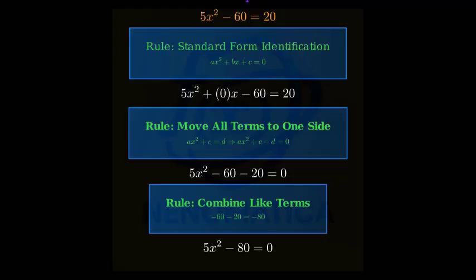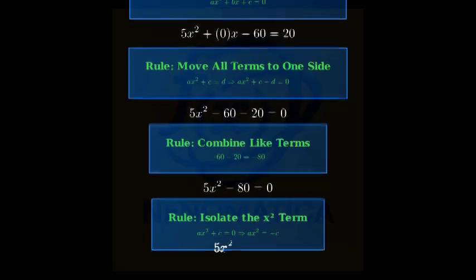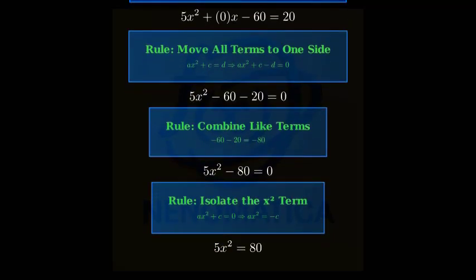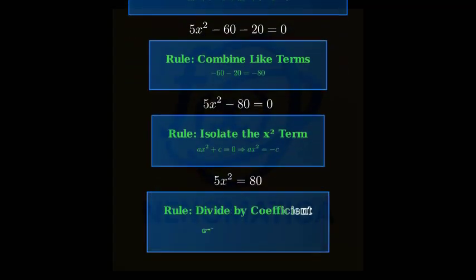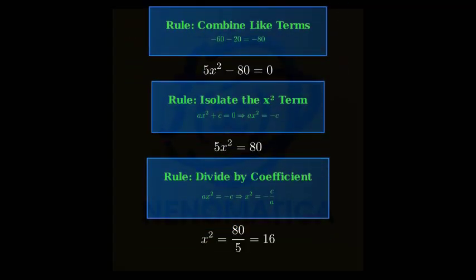Step 4. Now, let's isolate the x squared term. We'll add 80 to both sides of the equation. Step 5. Let's divide both sides by 5, which is the coefficient of x squared. This gives us x squared equals 80 divided by 5, which is 16.